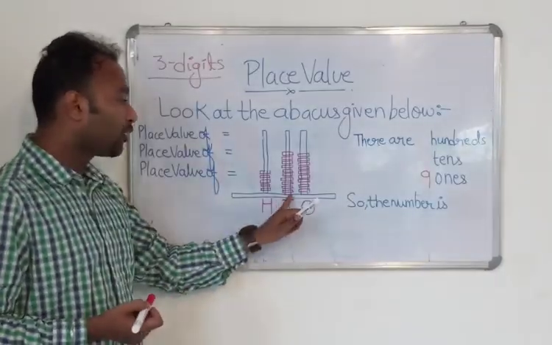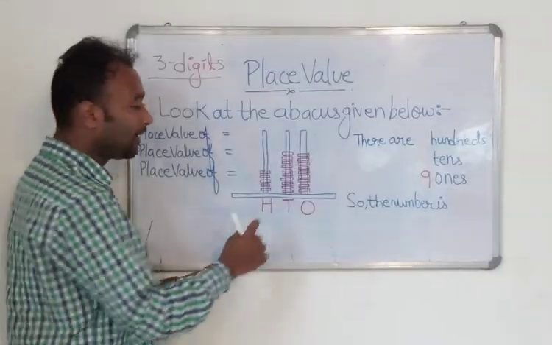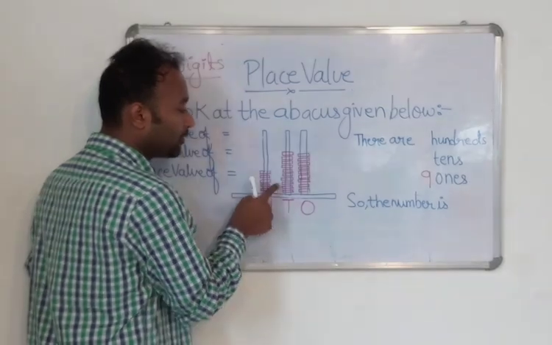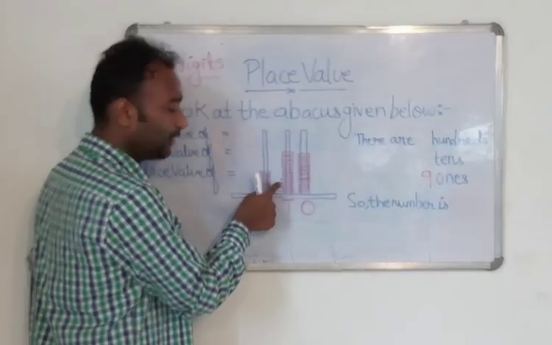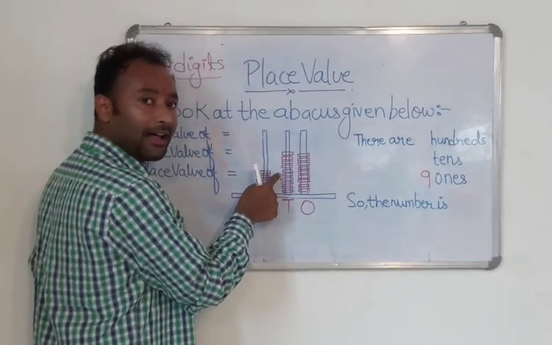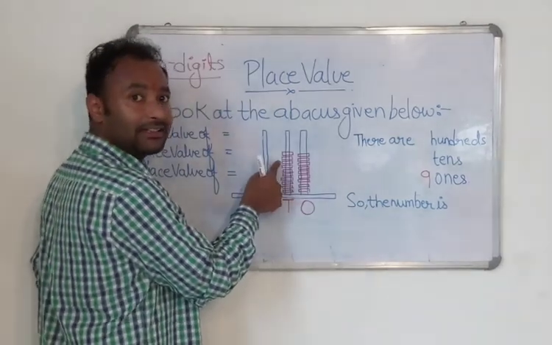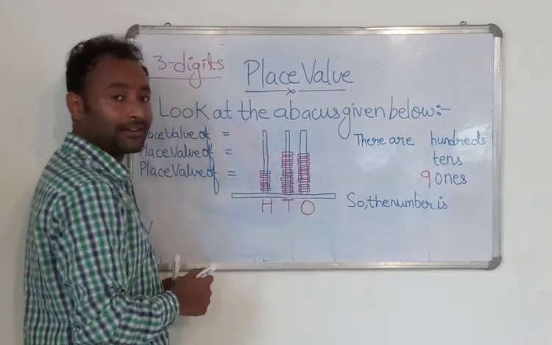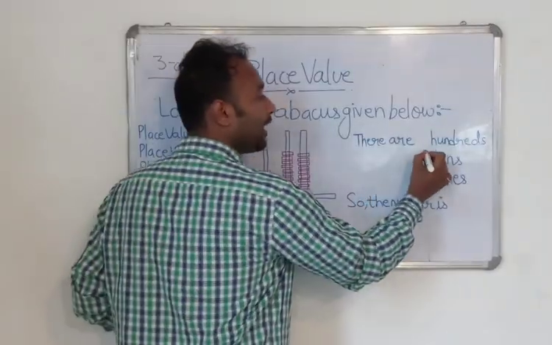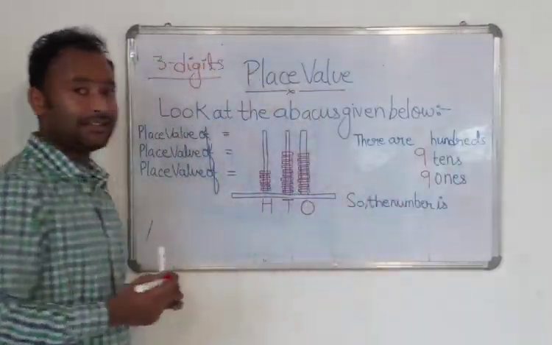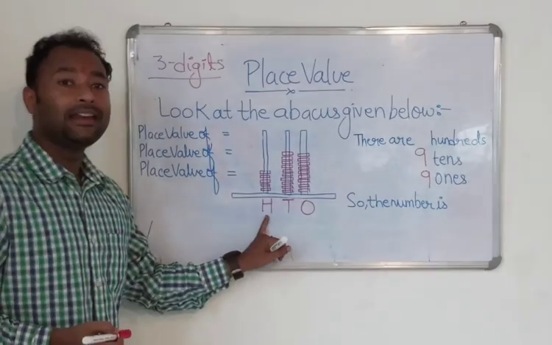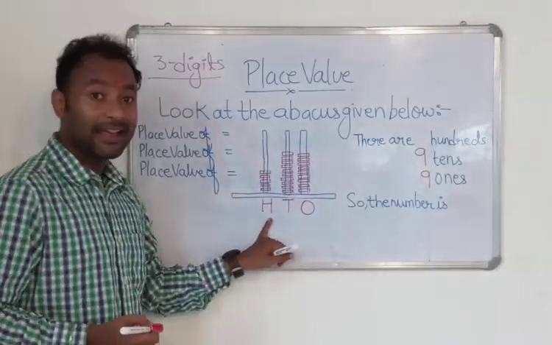Now in tens position, how many tens are there? Yes, 1, 2, 3, 4, 5, 6, 7, 8, 9. Perfect. So how many tens are there? 9 tens are there. Now in 100 position, can you again count them?